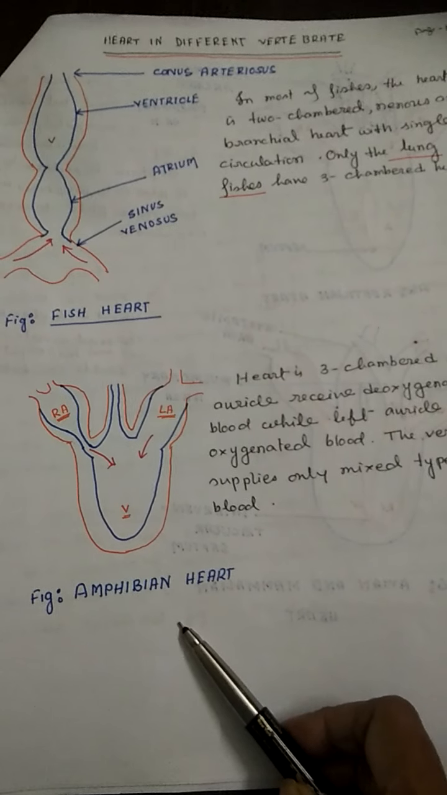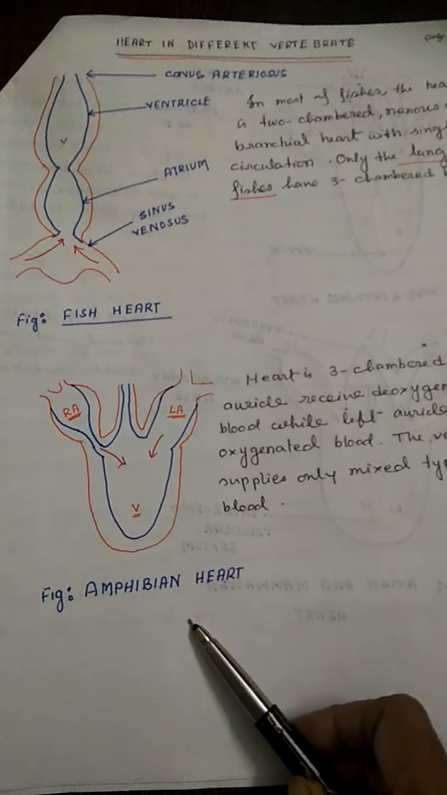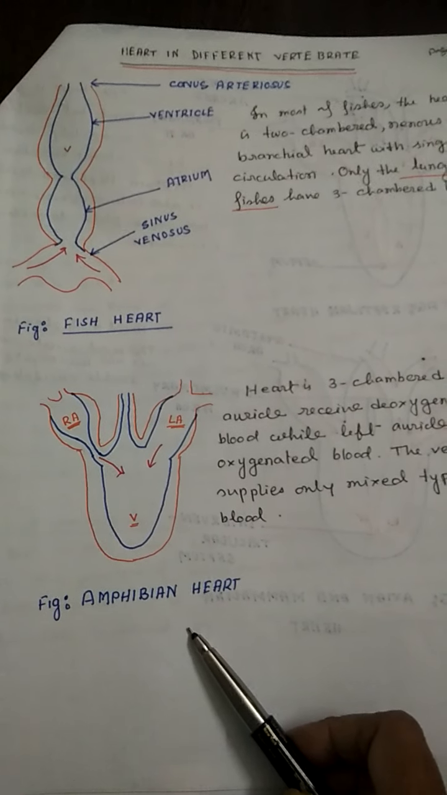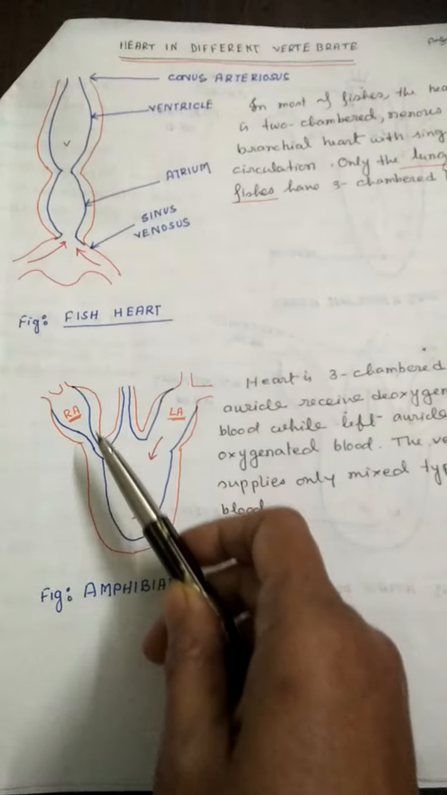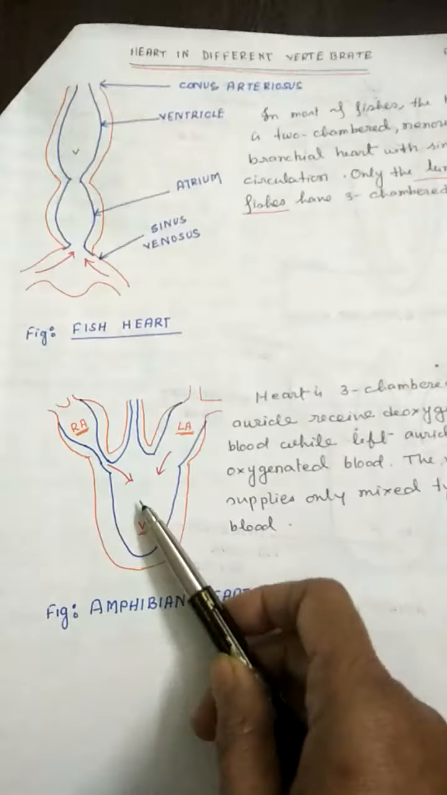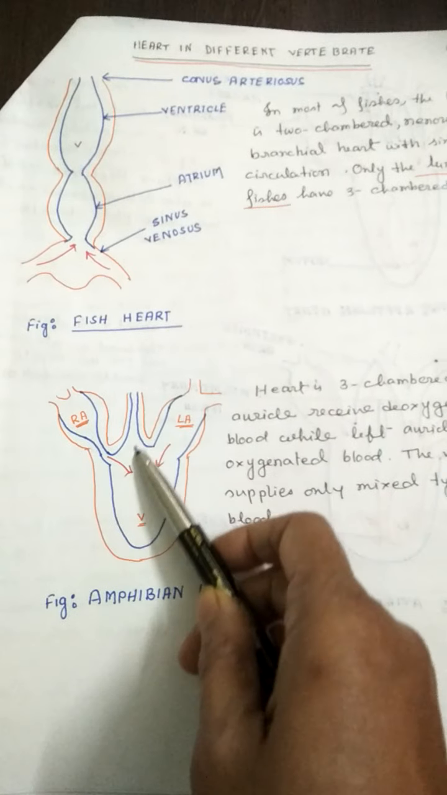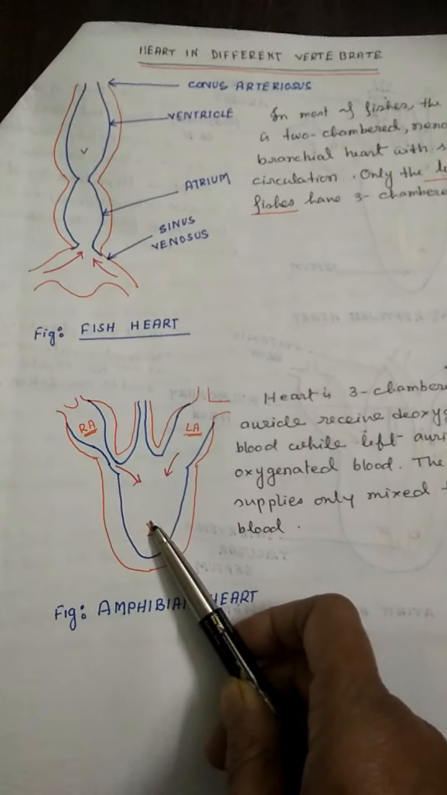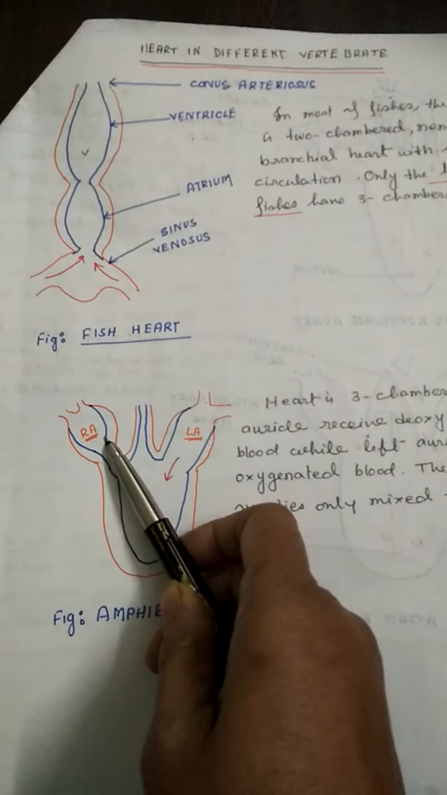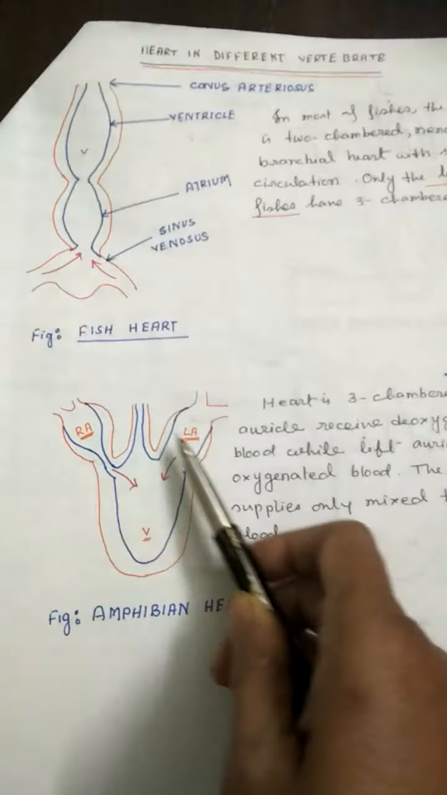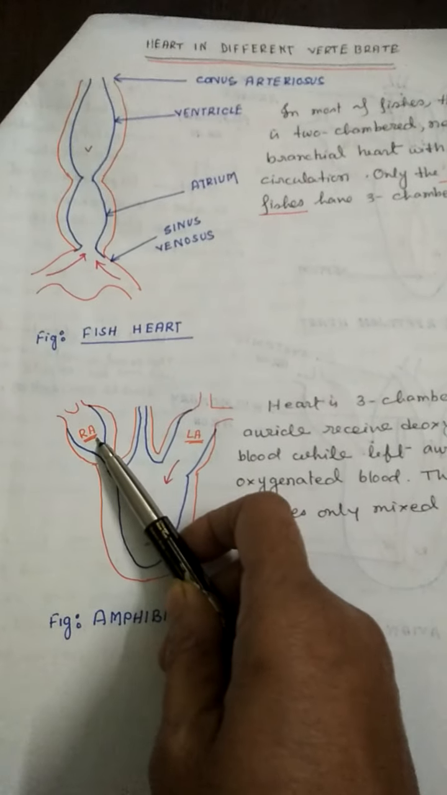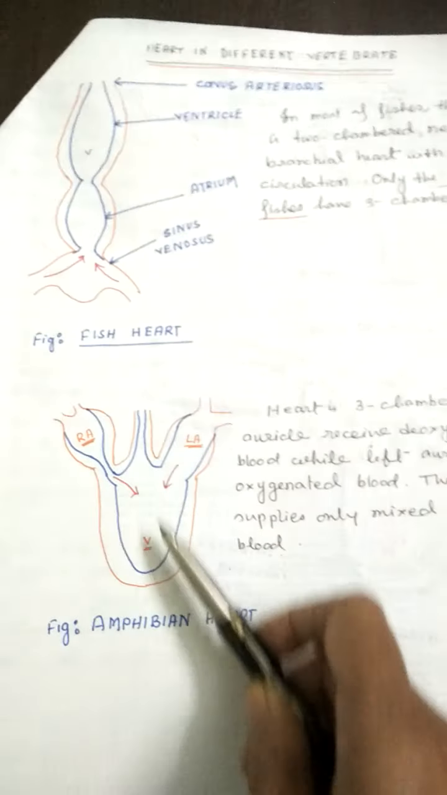In case of the amphibian heart, it is three chambered, with two auricles and one unpartitioned ventricle. Two auricles are prominent, and an unpartitioned ventricle is present. The right auricle receives deoxygenated blood and the left auricle receives oxygenated blood. RA means right auricle, then left auricle, and this one is the ventricle.